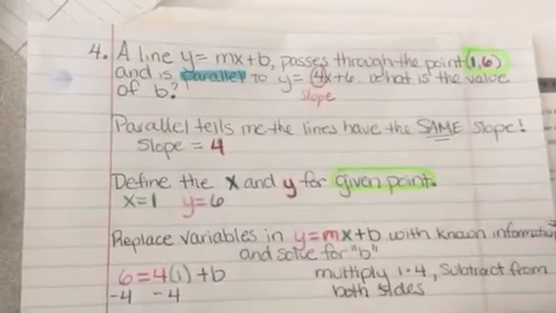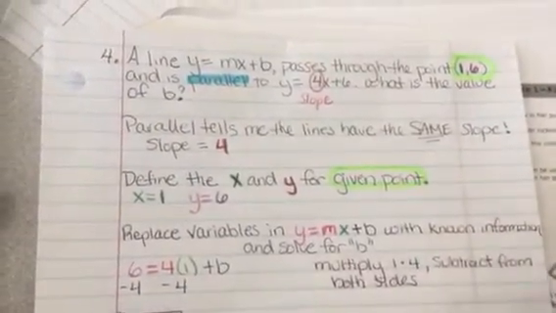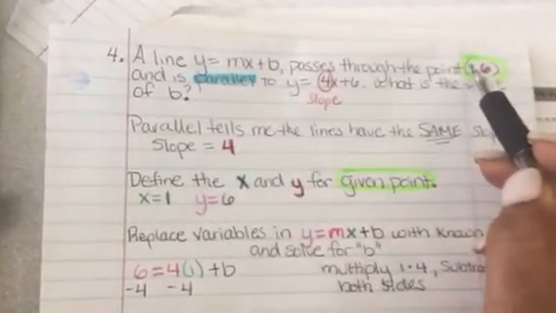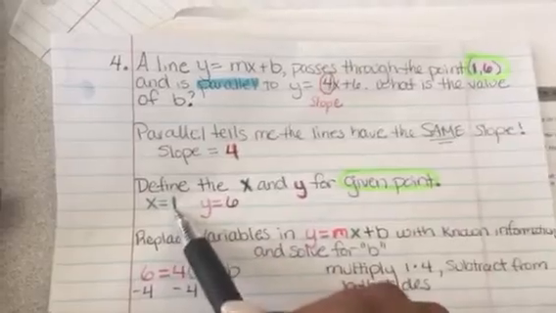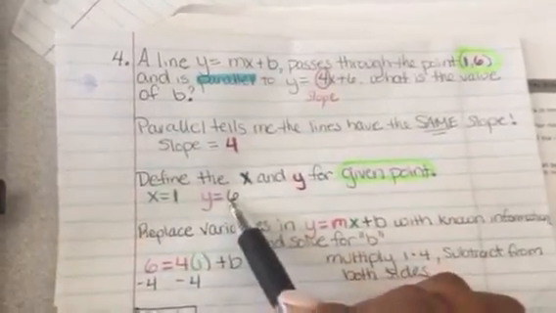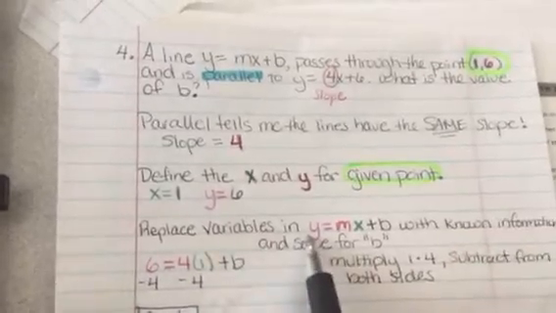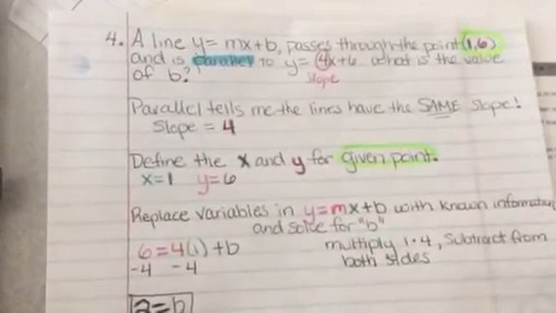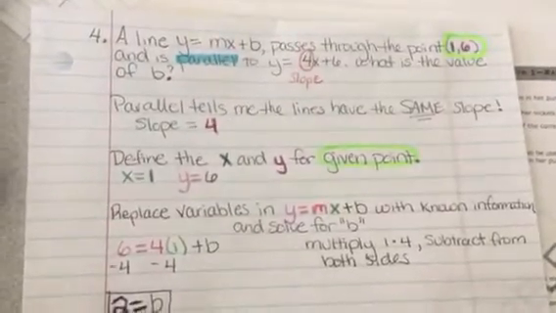Okay? Then I want to move on to defining the x and y for the given point. Notice our given point was 1, 6. The x part of that coordinate point is 1. The y value is 6. Next, we're going to move on to replacing the variables in y equals mx plus b with the known information so that we can solve for what we don't know, which is b.